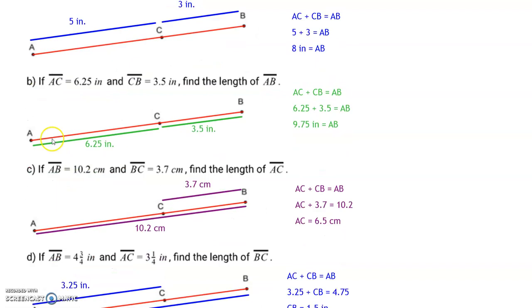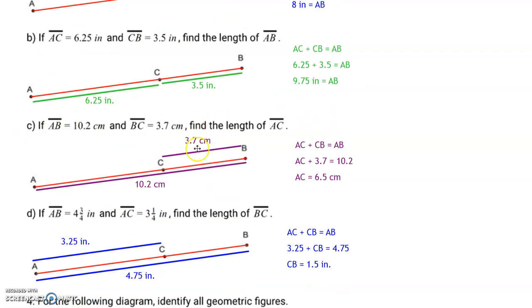For question letter B, AC was 6.25 and CB was equal to 3.5. Very similar. We substituted that into the equation, and we found the answer for AB. In the third one, in letter C, we were given BC, which is 3.7 centimeters, and we were given the entire length of the line segment, which is AB, is equal to 10.2. We were asked to find the length of AC. If you look back, we're using the same exact relationship. AC plus CB is equal to AB. However, we don't know AC this time, which is okay because all we need to do is use our equation solving skills from algebra. We subtract 3.7 from both sides, and we should get 6.5.